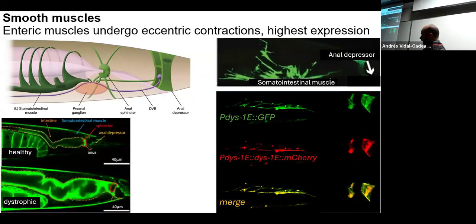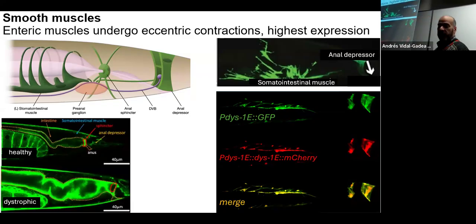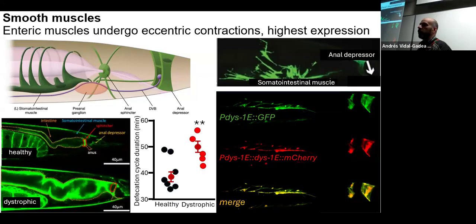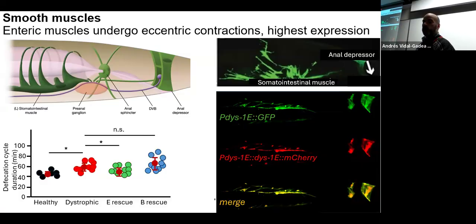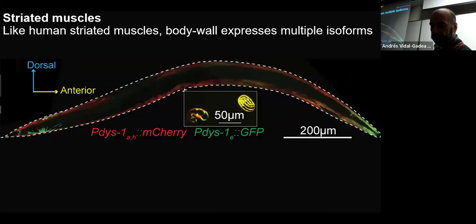If we look at a dystrophic animal without these muscles, this is the intestine here in a healthy animal. Without the muscles, you see that it's basically distended. There is nothing to squeeze it. And these animals are constipated, right? So the defecation cycle is increased in them compared to healthy animals. And just like with the uterine animals, we can rescue this defect by expressing the correct isoform. We partially rescue the defecation defect in dystrophic animals. But if we express the incorrect isoform, then we do not see that.